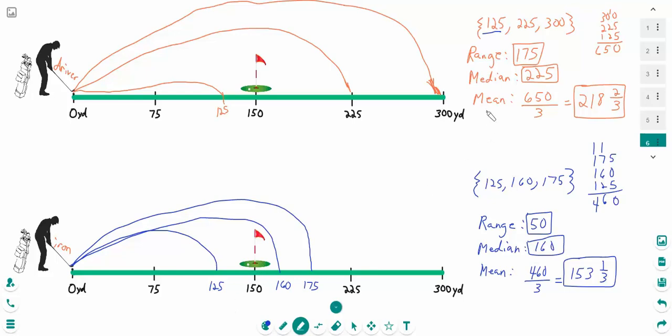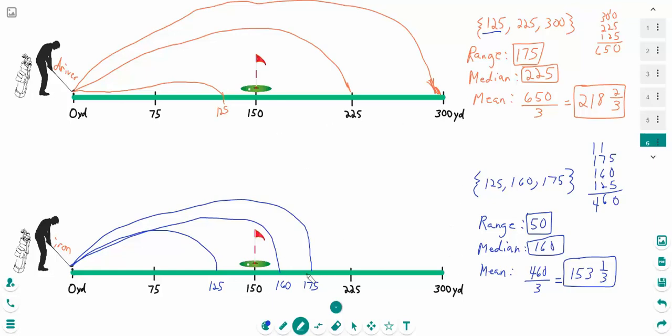All right. And then the mean. The mean says it's 218 for the driver. So that still puts us pretty far away from the 150. Now the mean over here says it's 153 and a third. So that's really close. We're like on the green with that. So definitely it seems that the iron would be the better choice if the hole is 150 yards away. Okay? So again, hopefully you can see how using these tools really does help us solve real-life problems.